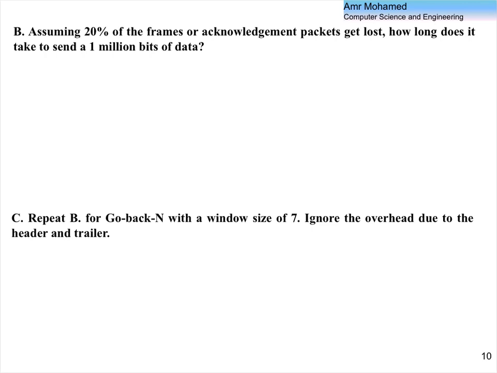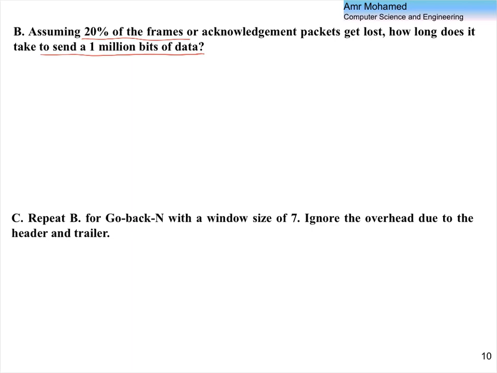Here we talk about calculating the time required to send 1 million bits of data, assuming that 20% of the frames or acknowledgements get lost. Remember, if the frame gets lost or the acknowledgement gets lost, for me, there's no difference. It's 5,000 kilometers, yes, correct. But the 25 milliseconds is correct. So assuming 20% of the frames or acknowledgements get lost, how long does it take to send 1 million bits of data?